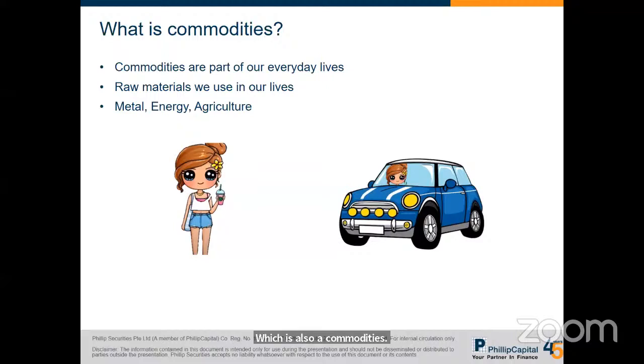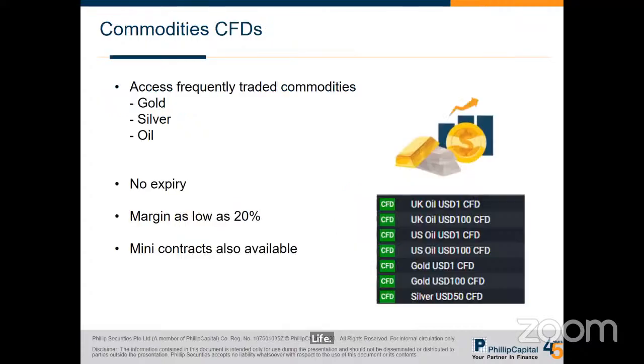So in short, commodities are categorized in three different sectors: metal, energy, and agriculture. Metals are like our gold and silver. Energy are like our oil and gas. Agriculture are like crops and livestock that have been raised and harvested to provide food.